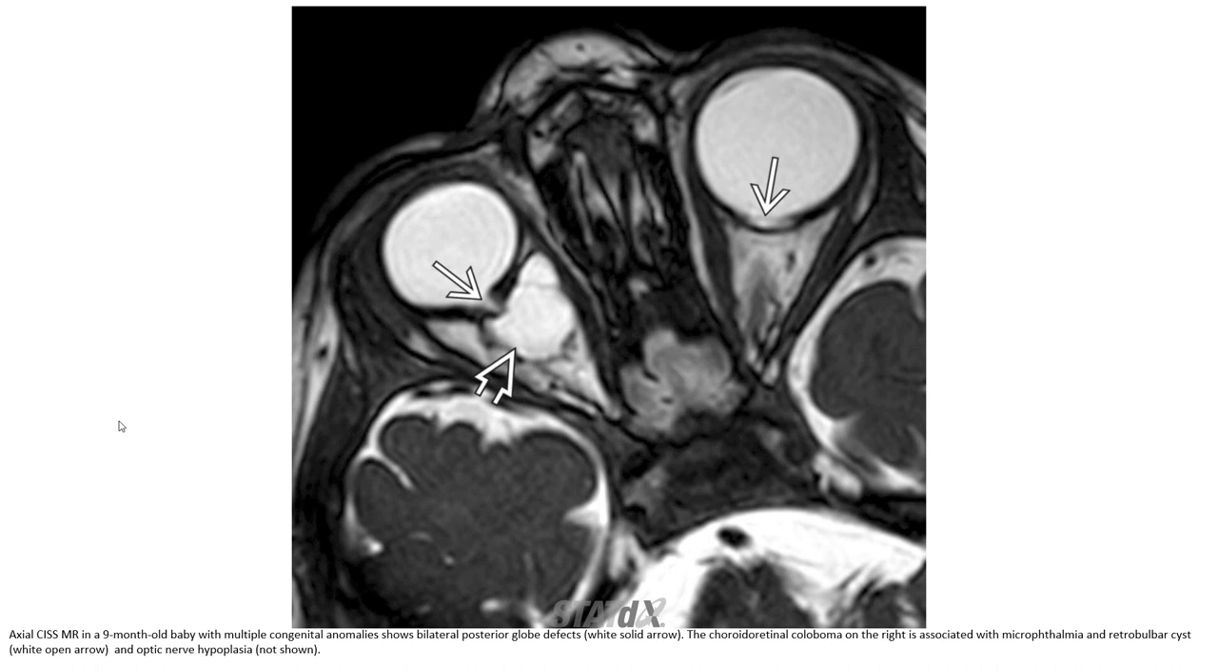Axial CISS MR in a baby with multiple anomalies shows a bilateral posterior globe defect, white slip arrow indicated. The choroidal retinal coloboma on the right is associated with microphthalmia and erythrobulbosis, right open arrow, and optic nerve hypoplasia.